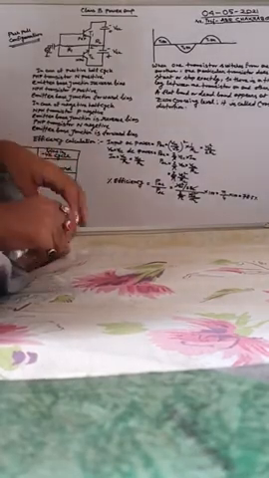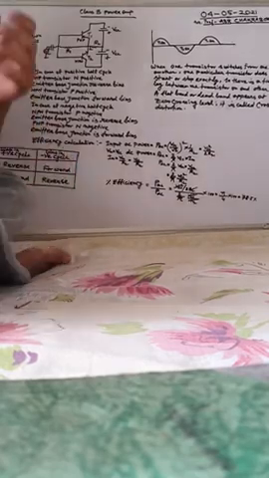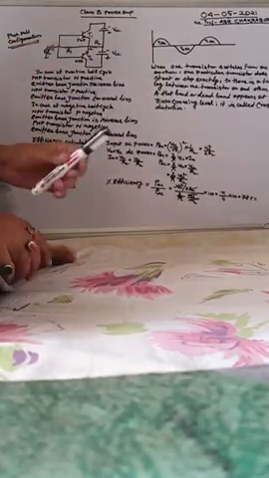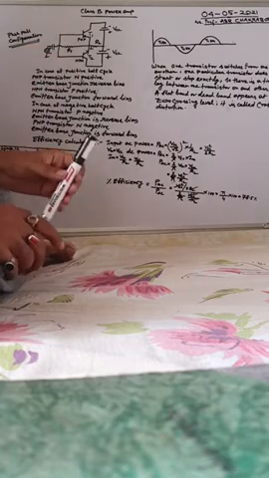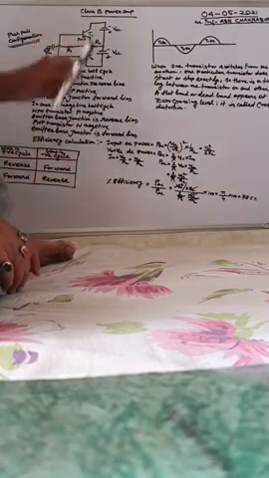So today we will learn the class B type amplifier. This is a class B type amplifier, an ideal configuration. This configuration is called the push-pull configuration.